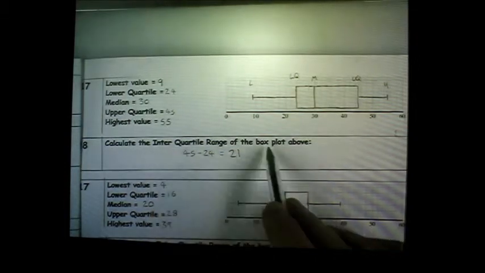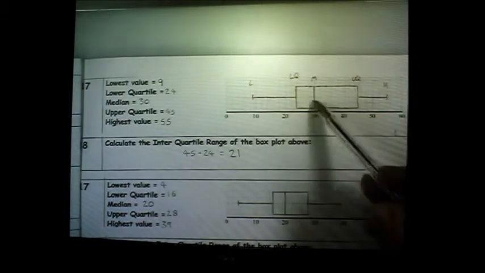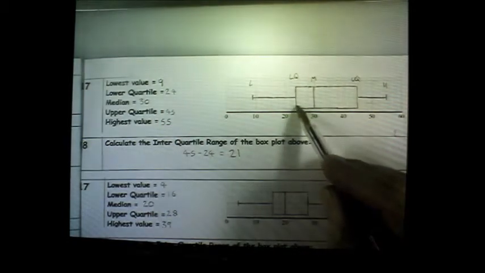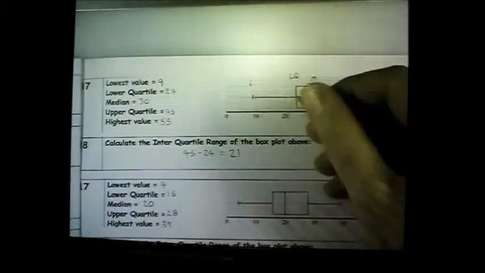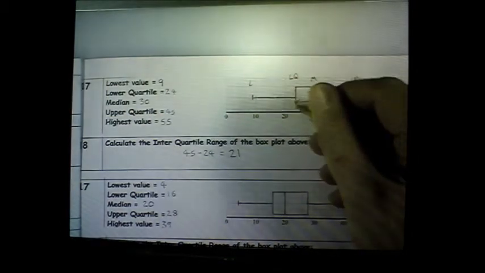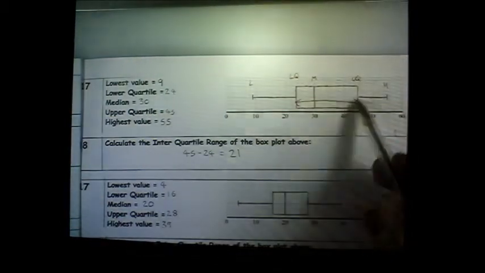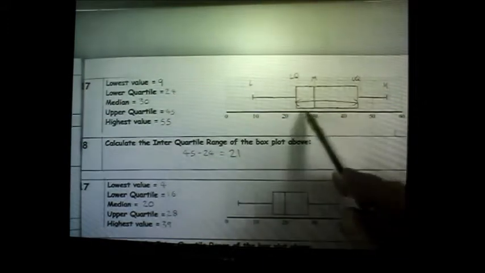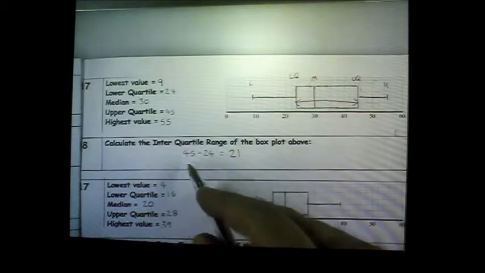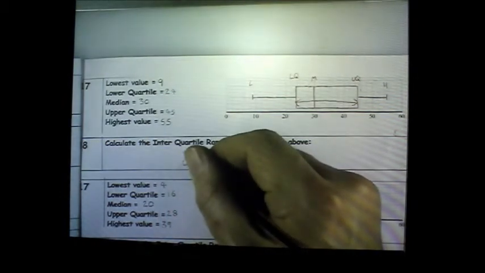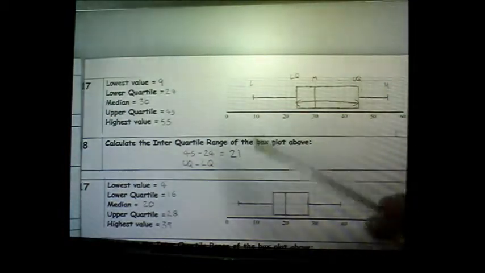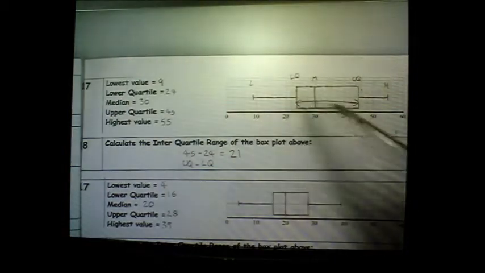Calculate the interquartile range. Okay, well, you'll usually be asked to do it from here. The interquartile range is from here to here, and I'm going to draw a line. It's this distance from there to there. But the way we work it out is just by doing the upper quartile, take away the lower quartile. And actually, I don't need to bother reading them off here because I've got them written here. So that's why it's the upper quartile, take away the lower quartile. Upper quartile is 45, lower quartile is 24. Boom, there you go. That gap there is 21.